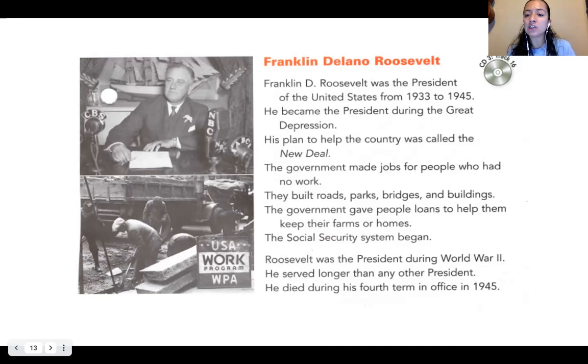The government made jobs for people who had no work. They built roads, parks, bridges, and buildings. The government gave people loans to help them keep their farms or homes. The Social Security system began. Roosevelt was the president during World War II. He served longer than any other president. He died during his fourth term in office in 1945.